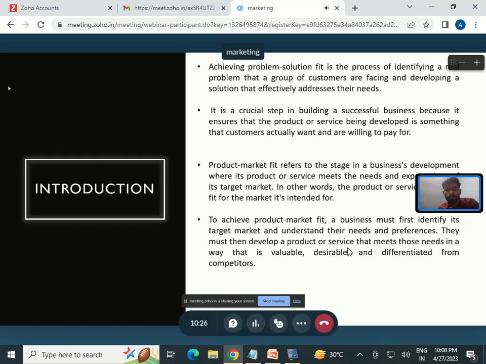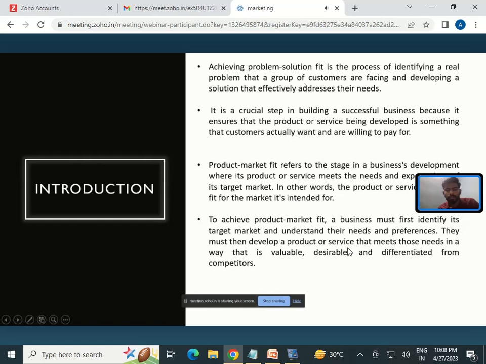So we will target two or three words here. The first is that it is a process of identifying a real problem. You first have to identify the exact problem, what the problem is. And that a group of customers are facing, and developing a solution. Exactly. So for any specific group of customers facing some kind of problem, you will identify that exact solution. And one thing very important.